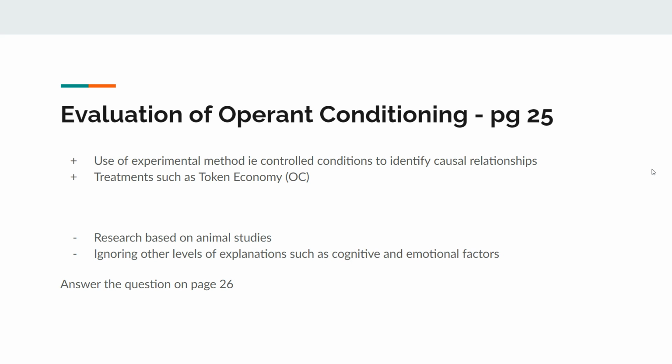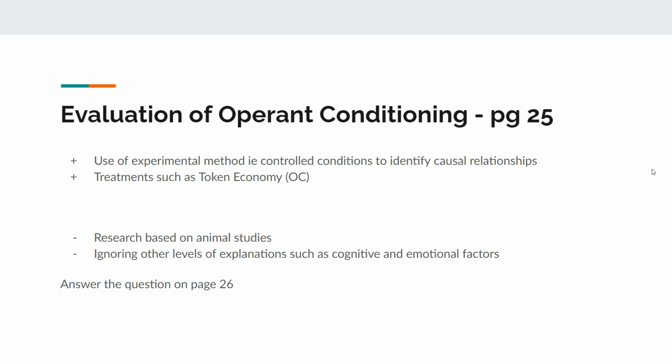Now this is a very important strength because the research is carried out in lab conditions. So for example, things like the Skinner box, we are able to control all conditions. We can directly observe behaviour, and therefore we're able to identify a causal relationship. We can identify that this leads to this, that the cause is this and the effect is this. And this is a very important strength of the behaviourist approach, that we can directly see what's happening in a controlled environment.